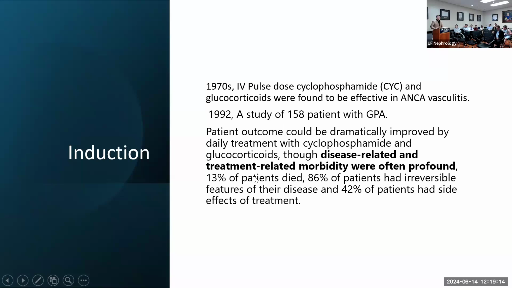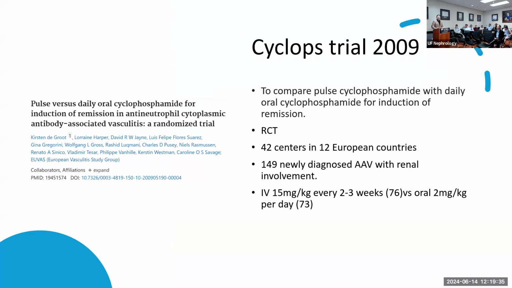There was a lot of disease-related and treatment-related morbidity found, and 30% of patients died during the study. 86% of the patients had irreversible features of their disease, and 42% of the patients had side effects of the treatment. So in 2009, the CYCLOPS trial was done to compare pulse dose cyclophosphamide and oral cyclophosphamide, to see which one is better.